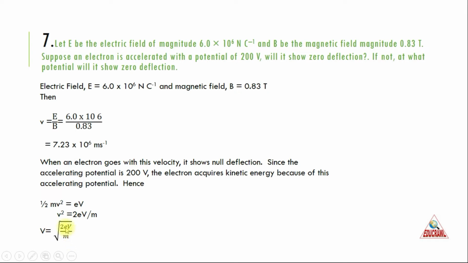Now here substituting the e value, which is the charge of the electron, m value, which is the mass of the electron, and capital V as the potential, we can again find the velocity of the electron.